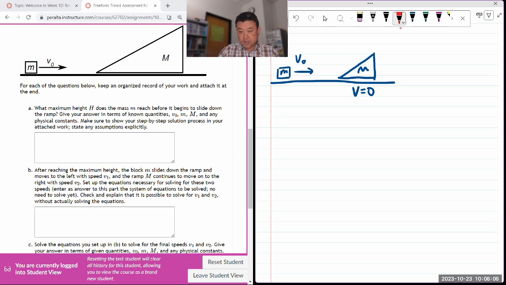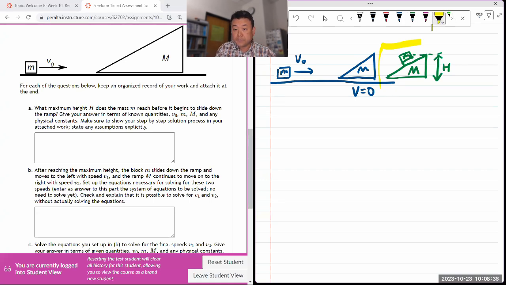So one of the snapshots that I think I need to identify is the snapshot where exactly what they describe happens. The block small m has reached the maximum height on the ramp, big M. So small block is here at m, and it has some height h. And this is the thing that you need to think through. When this block has reached this height, how will this whole thing be moving?